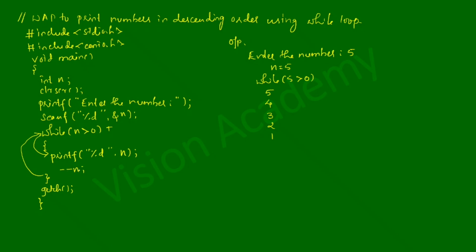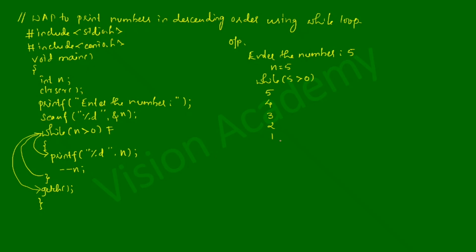Now minus minus n gives us 1 minus 1. It will become 0. Once again, control transfers to while, 0 is greater than 0. This time, this returns a false value. If it is false, then control directly comes out of this looping construct, and then it is going to execute the next statement, if any. Here we have the getch function, then it terminates the program. It is going to print all the 5 numbers in descending order.